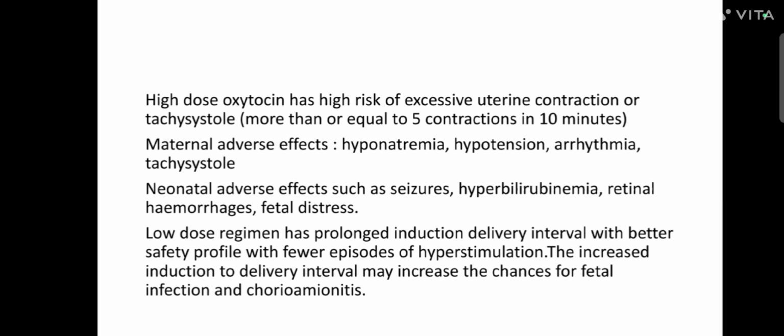So whenever we keep oxytocin, we make sure that the liquor is clear, because if the liquor is not clear, if there is any blood stained liquor or any meconium stained liquor, we have to be very cautious in keeping the oxytocin drip. And also you have to remember to check the baby's heartbeat for 1 minute, and you should be sure that the baby's heartbeat is good.